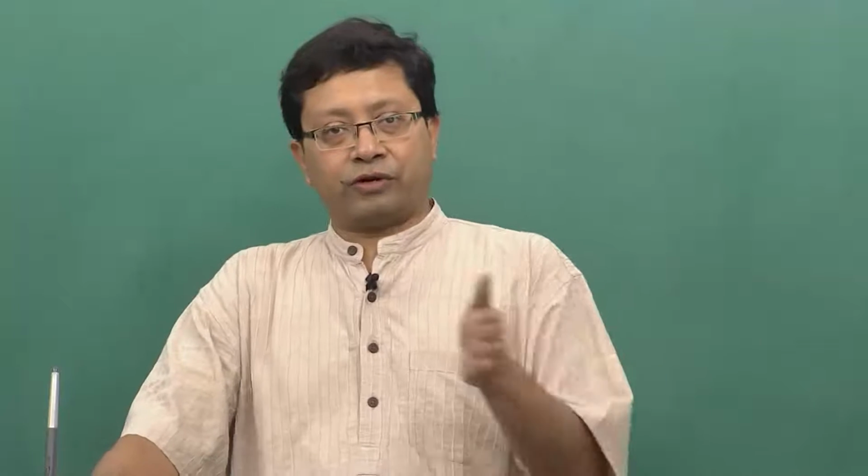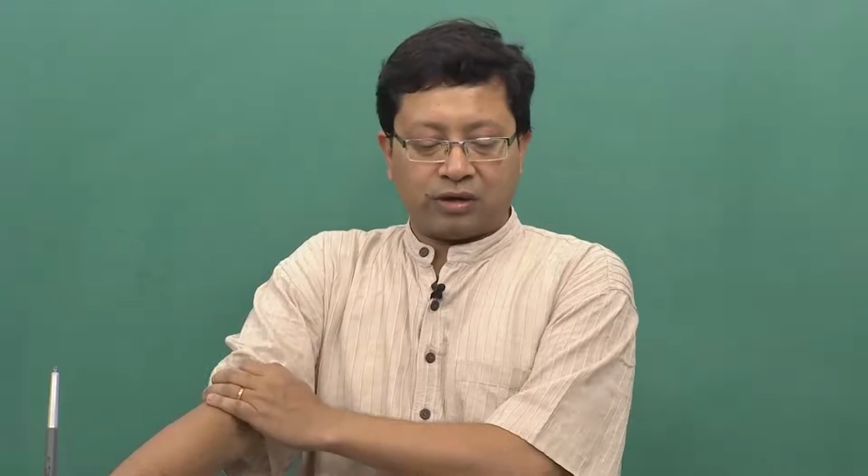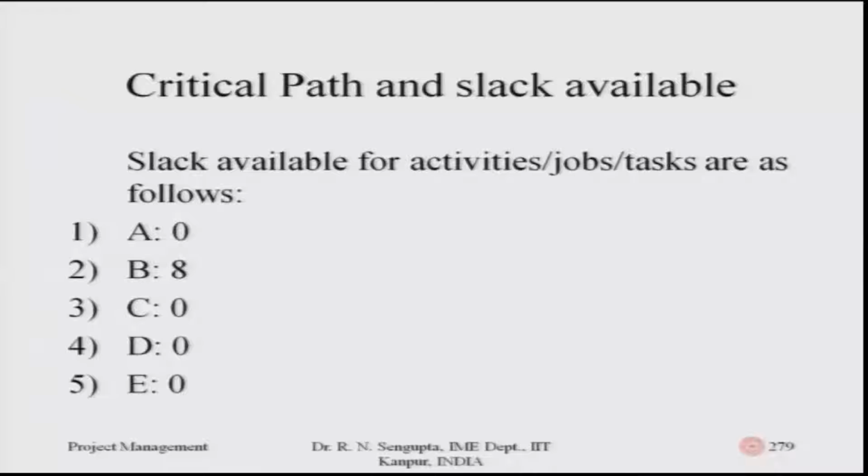So, once you use the concept of forward pass, backward pass, and you find out the total slack, the free slack. So, at last we have, as per the problem, the slacks available for the activities, job, task are as follows. A does not have any. So, obviously, it means 0, it has to be on the critical path. B has 8, C, D, E, all of them have 0.